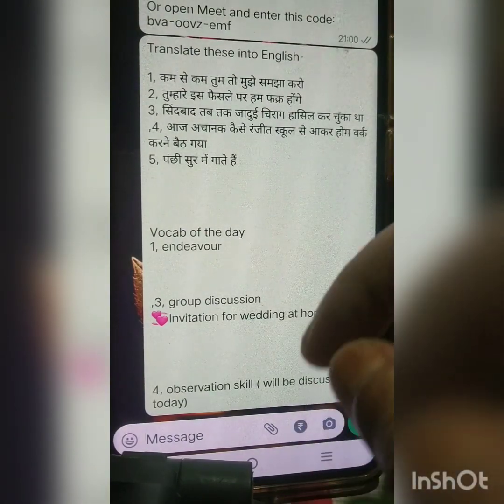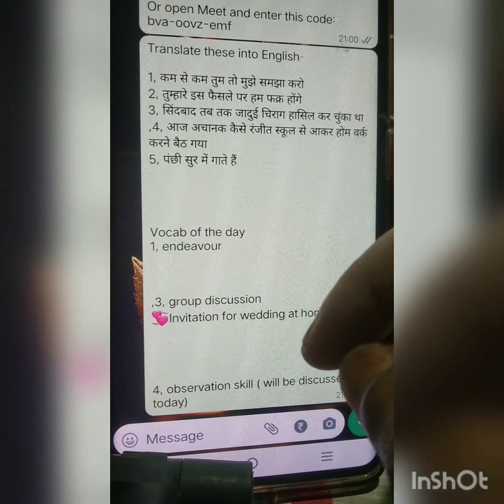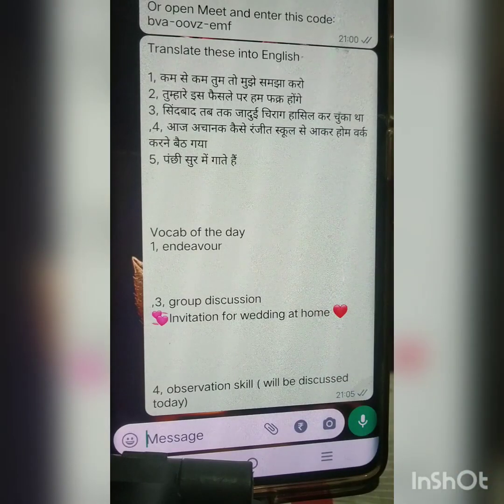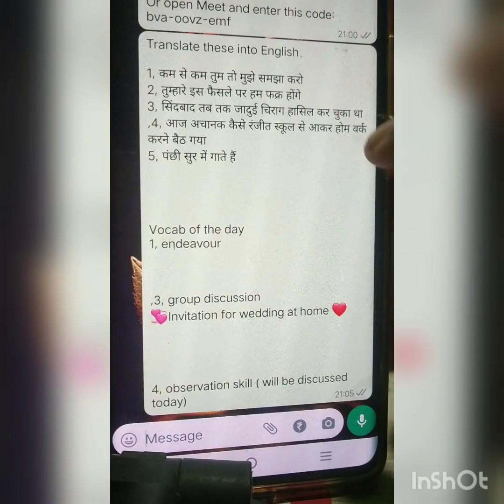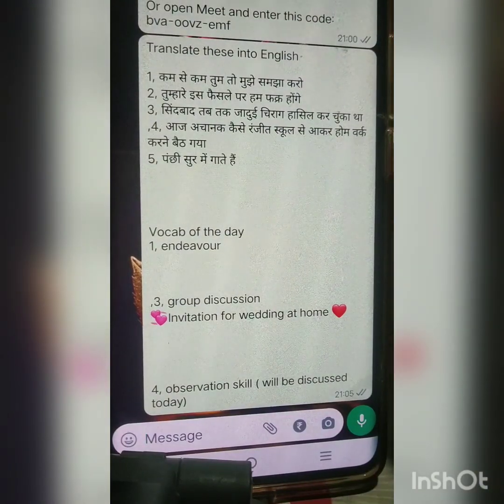Okay, very good. So tell me the next one, one by one, please. Okay, ma'am. Sindbad tab tak jadui chirag hasil kar chuka tha. The tense form is present perfect. The sentence is Sindbad had achieved the magic lamp. Till now. You are telling it is present perfect tense, and after that you are making it had achieved. How is it?